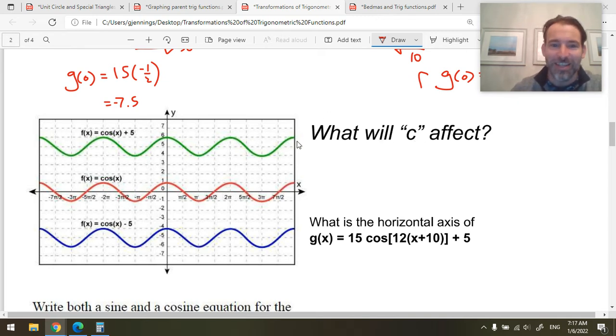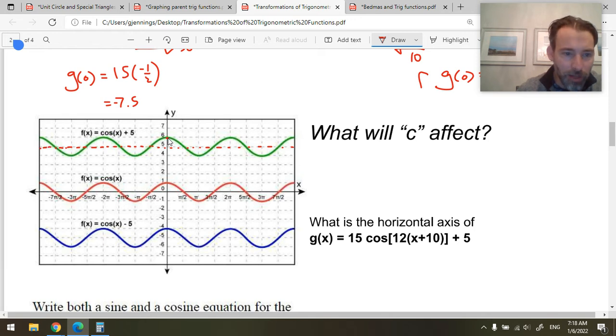Now, C is very simple. Unconscious competence for me here. C is just the horizontal axis. So here's cosine x plus 5. Notice that it starts at its maximum and goes down. So that's its phase shift. And here's 5. There's the line y equals 5. Oh, it's affecting the horizontal axis, Mr. Jennings. Yes, very, very good.